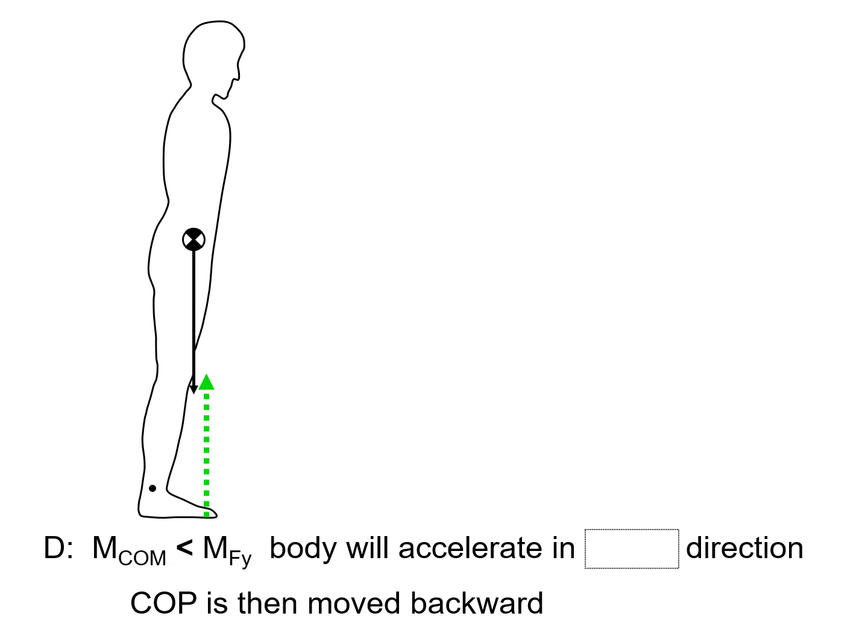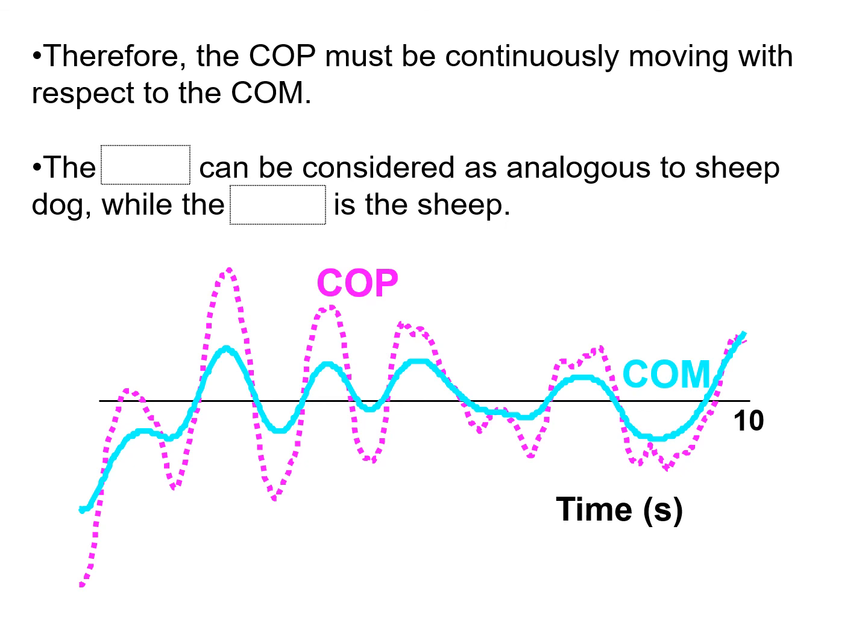So here again, we've leaned forward and the body will accelerate in our counterclockwise direction. So our center of pressure has to move backwards, or else this person will fall forward. So therefore, the center of pressure must be continuously moving with respect to the center of mass. And we'll talk a little bit about this towards our last lecture when we start talking about variability of human movement. One of the larger areas in this is the variability of the center of pressure.